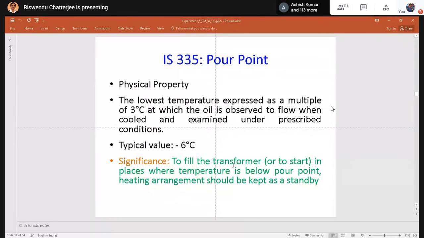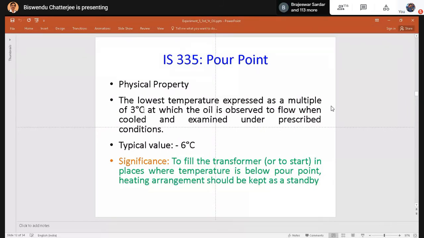First, to fill the transformer, or in the case the transformer is already there, to start, the heating arrangement should be kept according to the pour point. If the oil is frozen, you cannot start. You will have to heat the oil until it becomes liquid. Then the heating of the transformer itself will maintain everything. Now comes the important point.